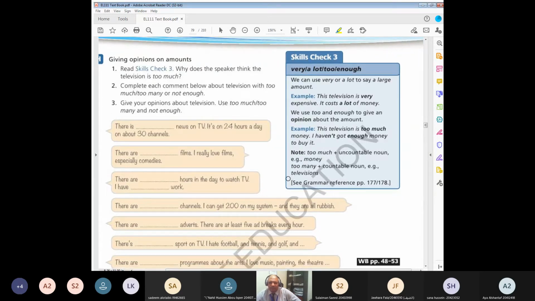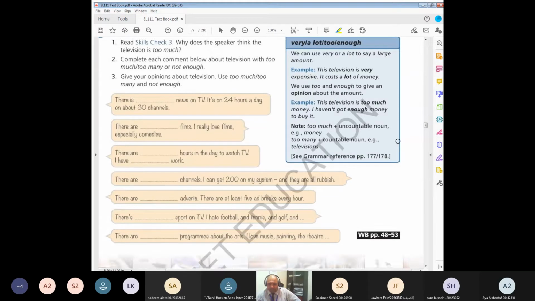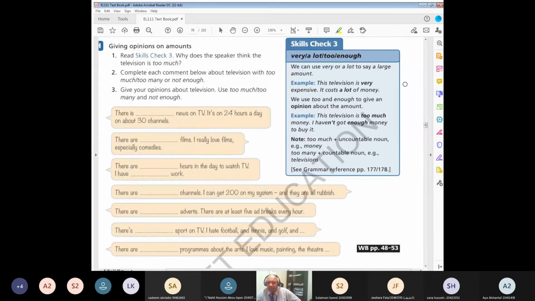So what we have here, we have very, a lot, too, and enough. We can use very or a lot to say a large amount, right? So this television is very expensive and it costs a lot of money. Did you notice that if you use very, you use an adjective after it, right? But with a lot, you normally have a preposition. So we use very, which is an adverb, to describe an adjective. When I say that somebody is very smart, I mean that he is so smart, right?